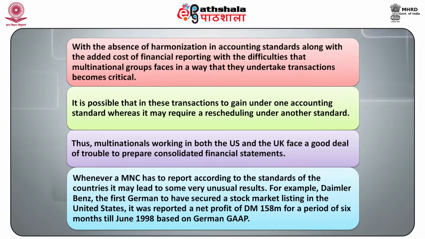It is possible that a transaction shows a gain under one accounting standard, whereas it may require a restatement under another standard. Thus, multinationals working in both the US and the UK face a good deal of trouble preparing consolidated financial statements. Whenever an MNC has to report according to the standards of different countries, it may lead to some very unusual results. For example, Daimler Benz, the first German company to have secured a stock market listing in the United States, reported a net profit of DM 158 million for the period of 6 months till June 1998 based on German GAAP.